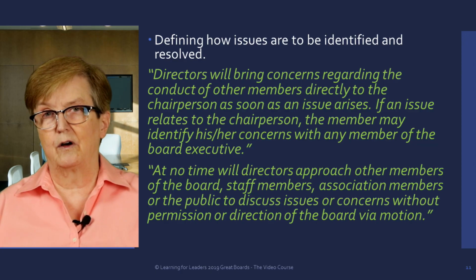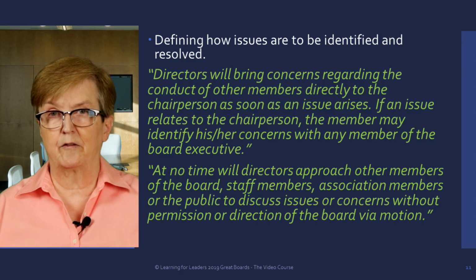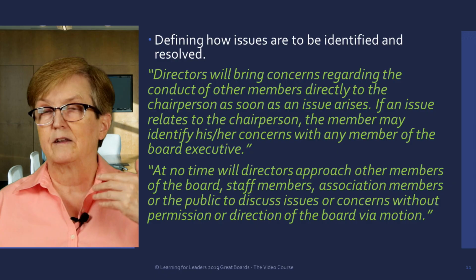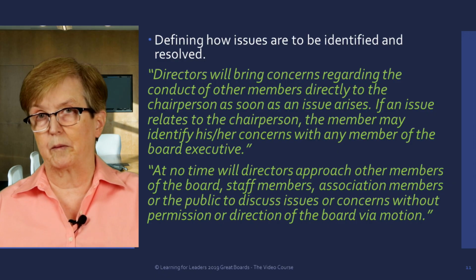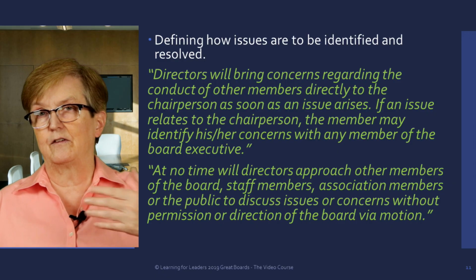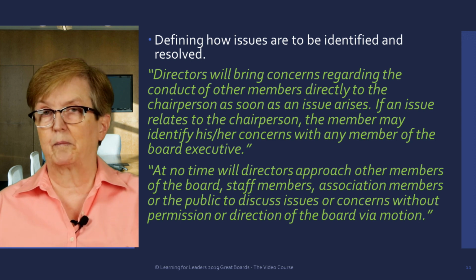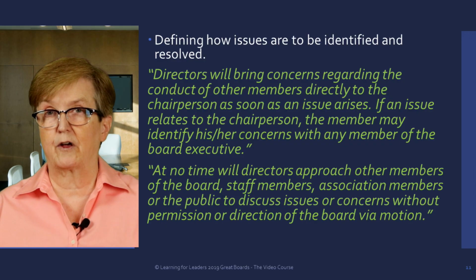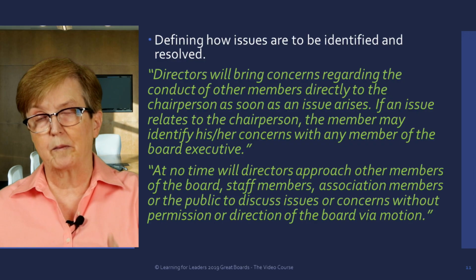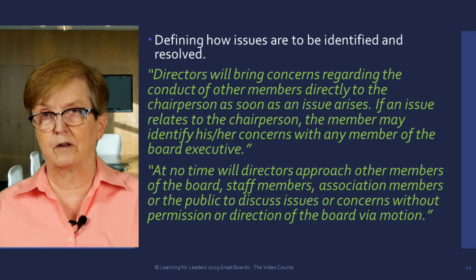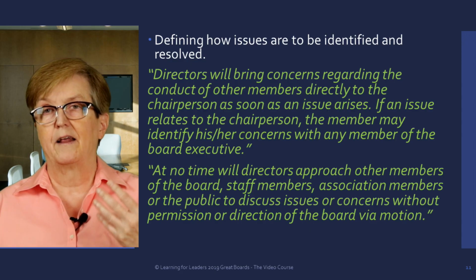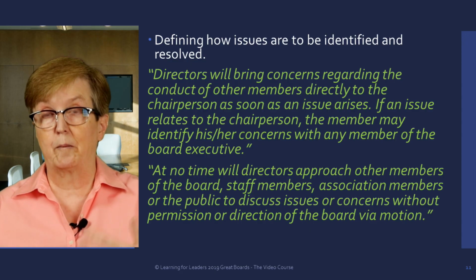All right, directors will bring concerns regarding the conduct of members directly to the chairperson as soon as an issue arises. This is an important point. The chairperson is the moderator of board behavior. So this is not something that the executive director should be apprised of or should have to deal with. It's not something that another board member should have to deal with a colleague. The arbiter of board behavior and compliance with the code of conduct is in fact the chairperson of the board. And in the chairperson's job description, you always need at least 1 or 2 points that clarify that this is the job of the chairperson.